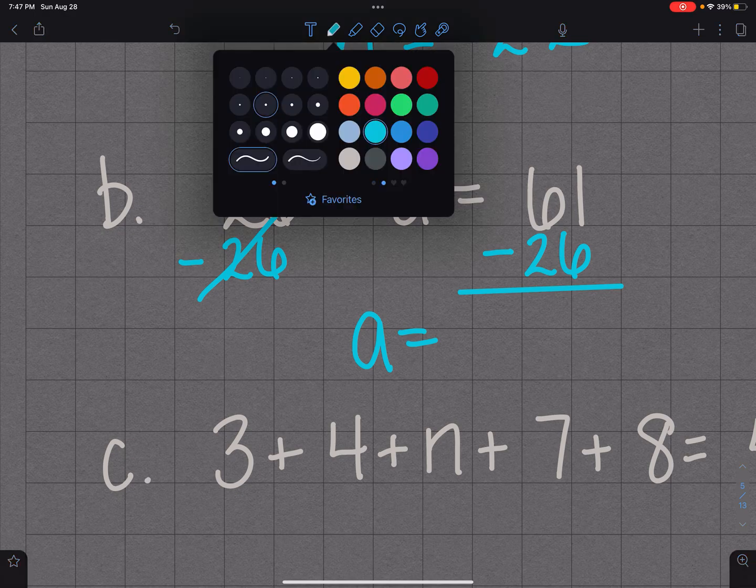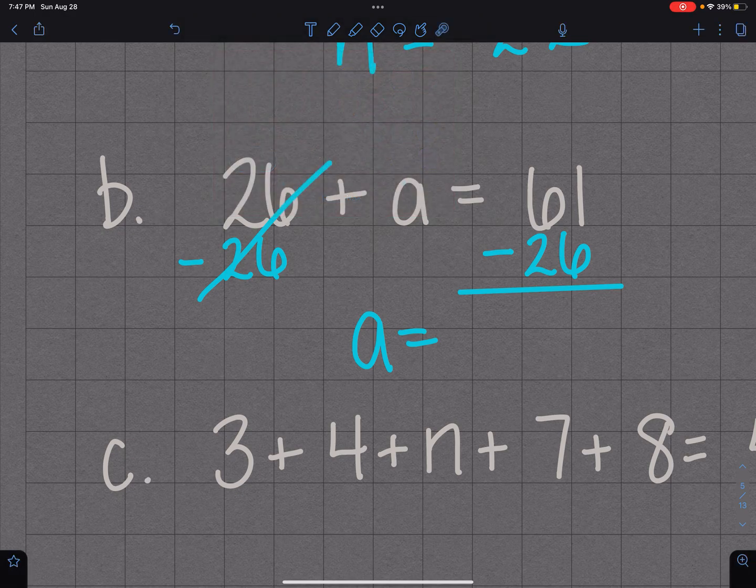And let's do some borrowing because I can see that I can't do 1 minus 6, right? So I'm going to have to borrow, make that a 5, make this an 11. 11 minus 6 is 5. And in the 10's place, 5 minus 2 is 3. So A is equal to 35.